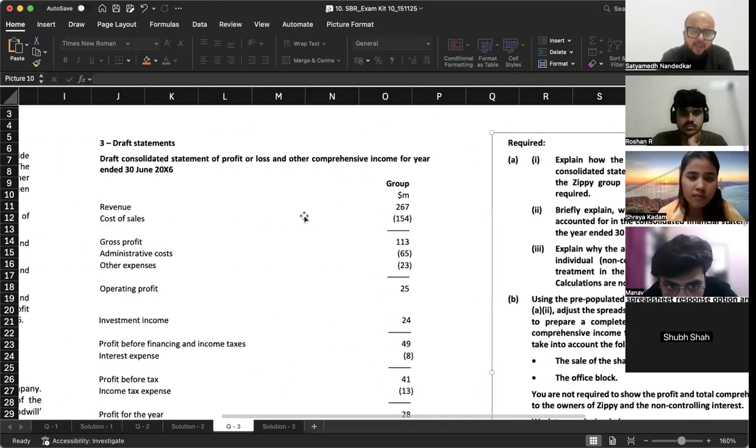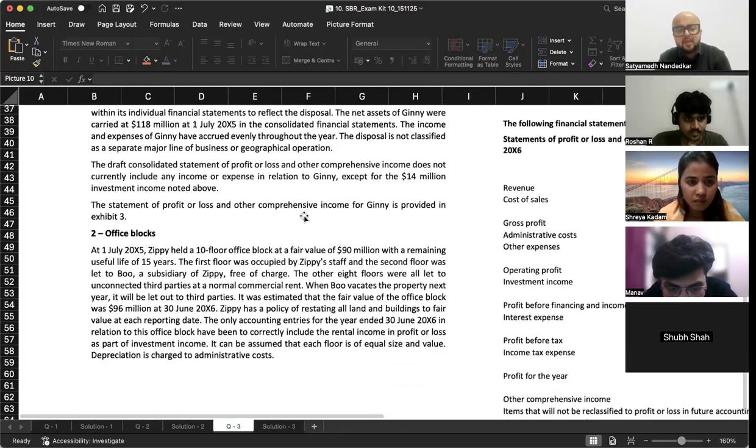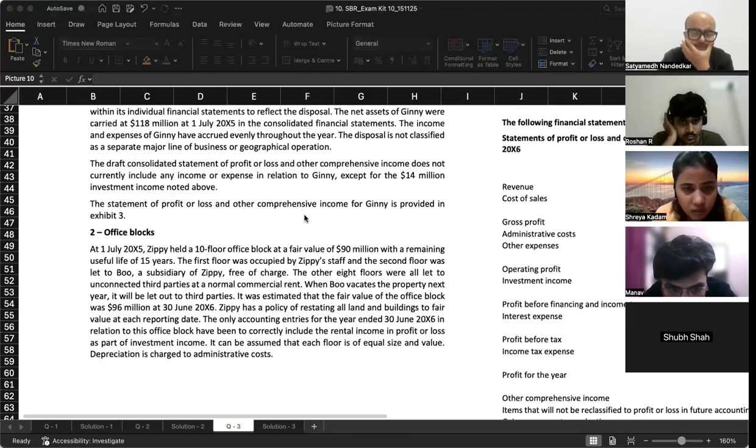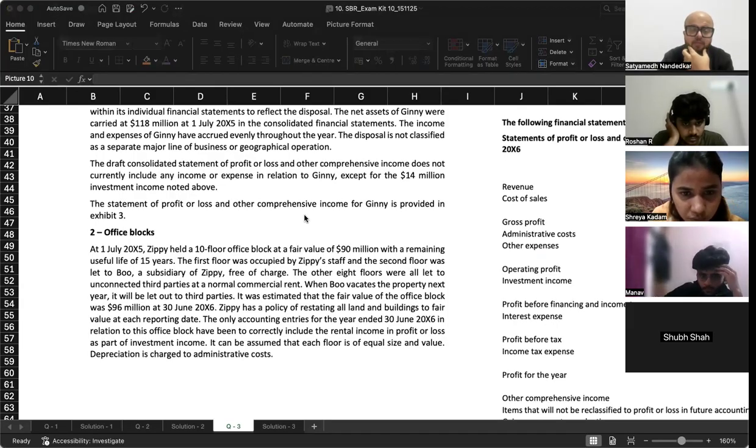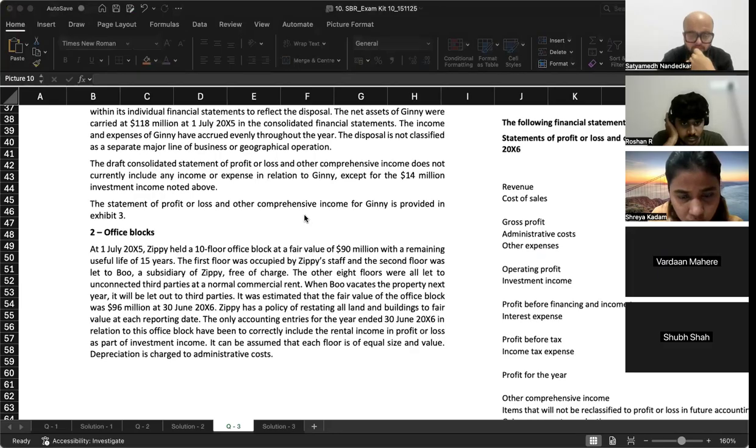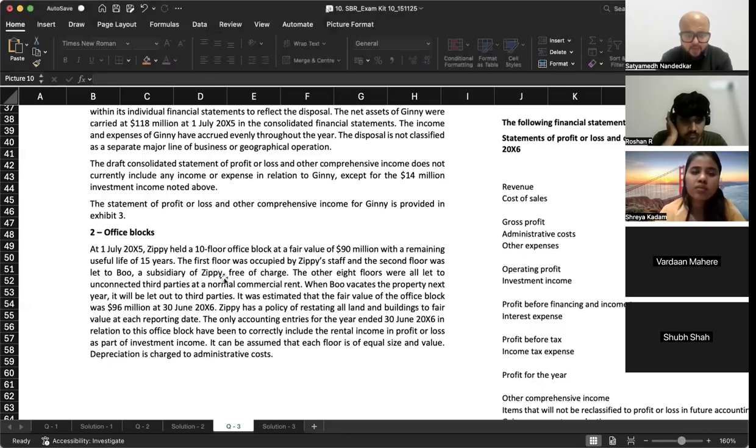Now come to part A2. Tell me where will it go and what should happen? The two floors will become PPE, and 8 floors will become investing activity, because the second floor that I let out was let out to the subsidiary, and in the consolidated statements it becomes one economic unit. So, if you observe, the first floor is occupied by Zippy staff. So that cannot be considered investment property, right? Because that is property, plant and equipment used for own business.